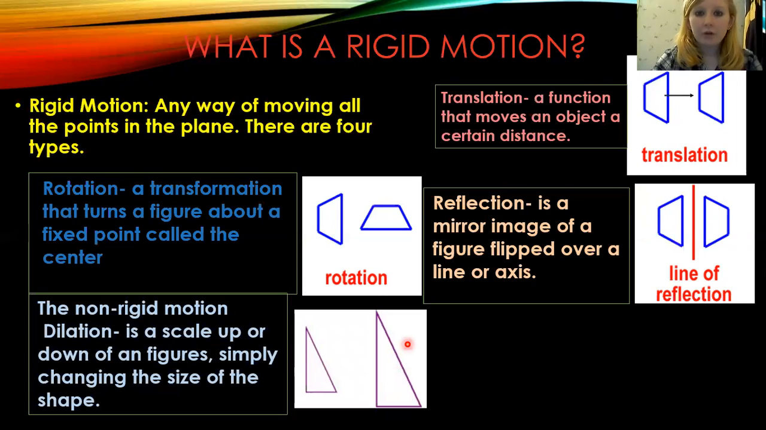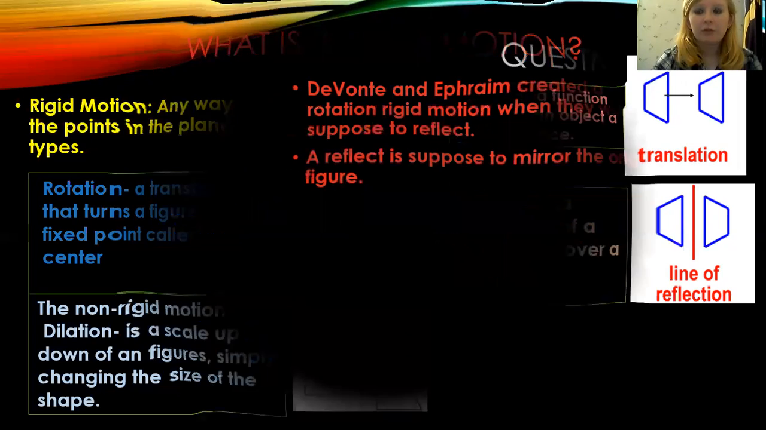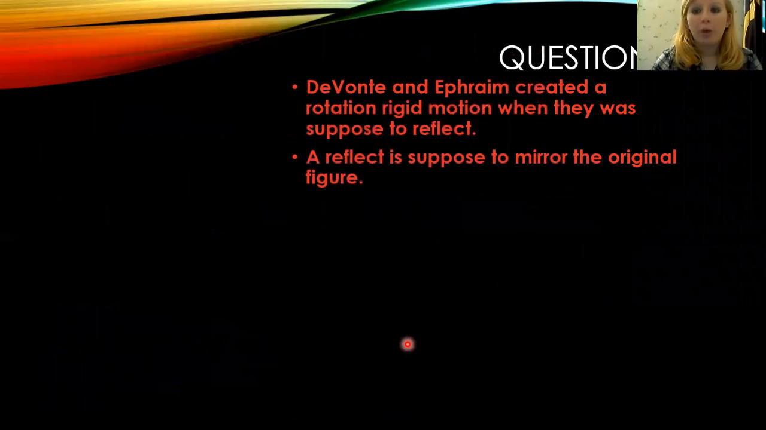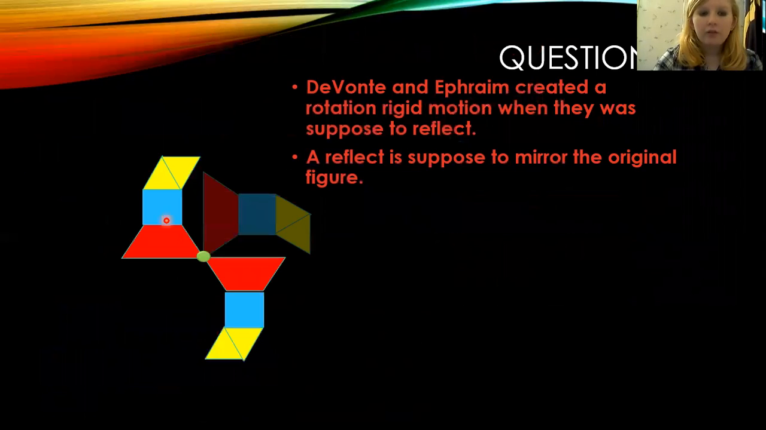Alright, so now that we know what a rigid motion is, we're going to return to question 1. Question 1 says Devontae and Ephraim created a rotation rigid motion when they were supposed to reflect. Keep in mind that a reflection is supposed to be a mirror image of the figure. So this is what they created. This is the original figure that they were looking at. They had to create a reflection, but they did a rotation.